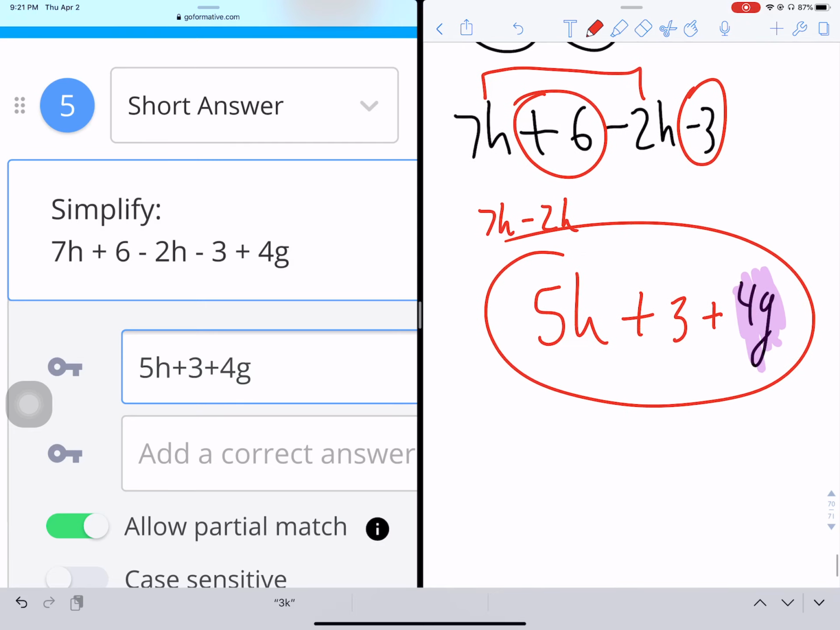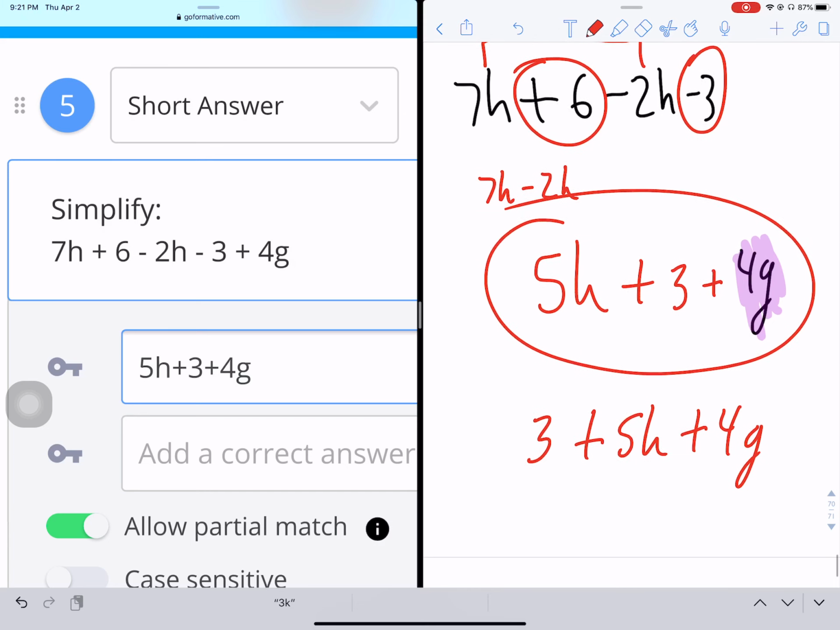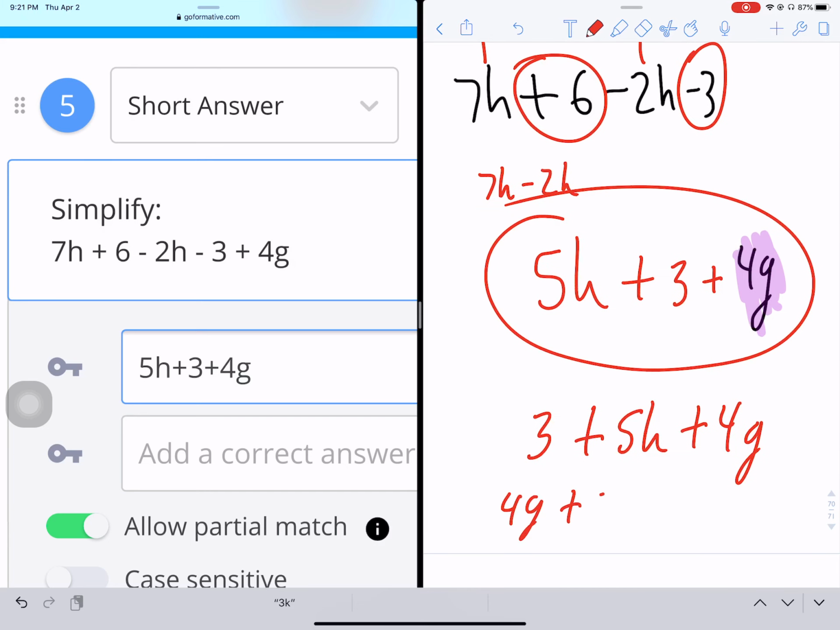Can you write that in a different order? Yeah, you can. You can do 3 plus 5H plus 4G. You could do 4G plus 3 plus 5H. You could do 4G plus 5H plus 3. You could do 3 plus 4G plus 5H.